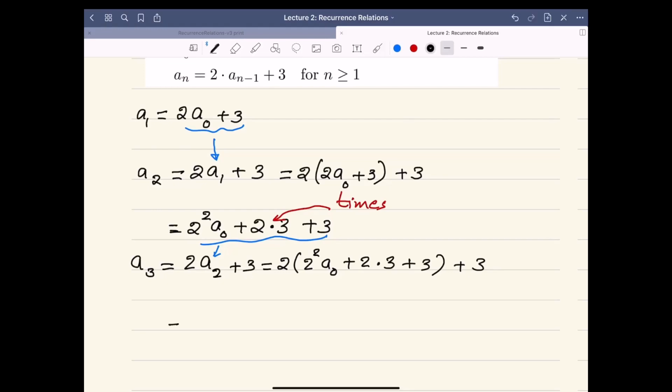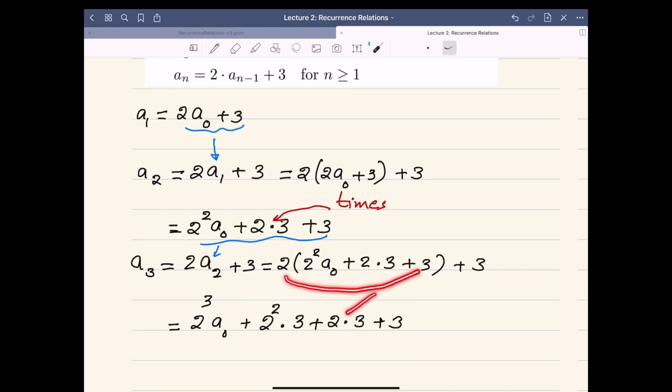After you simplify, 2 multiplied by 2 square is 2 to the power 3 a0, 2 square multiplied by 3, 2 multiplied by 3, and we have a 3. How did we get this answer? 2 multiplied by 2 square, you get this. 2 multiplied by 2, you get this. And 2 multiplied by 3, you get this, and 3 is remaining at the end.